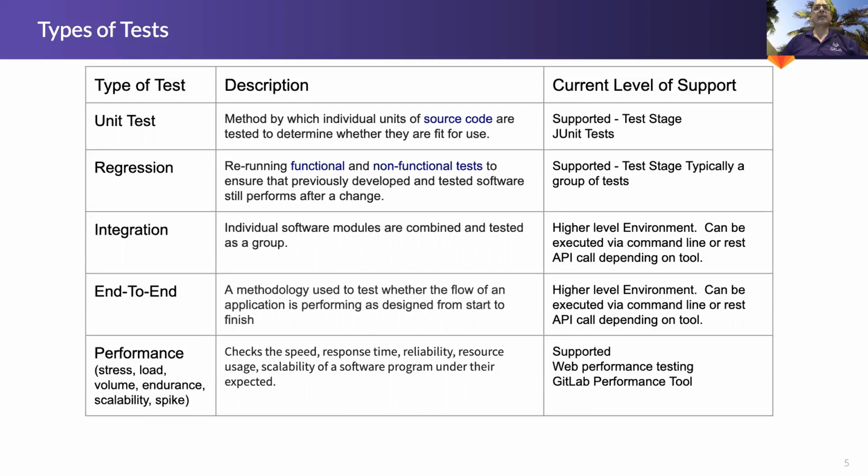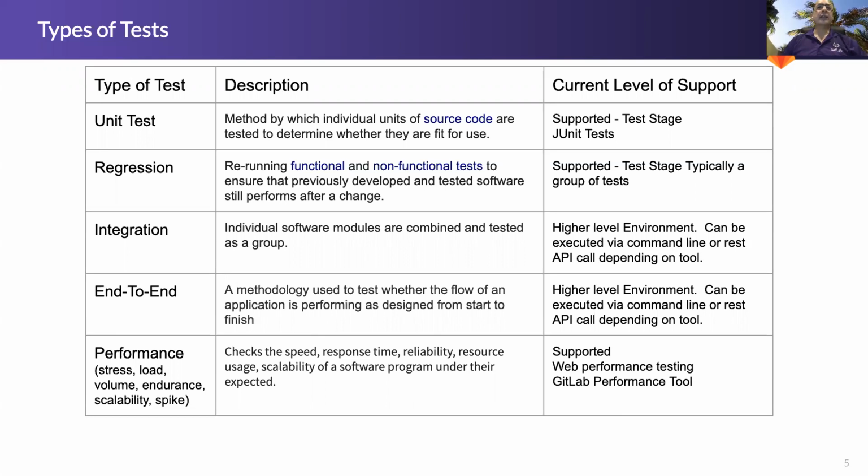Regression is the ability to rerun functional and non-functional tests where you're trying to make sure that anything that you developed and tested before still performs after a change. So this is something that also could be supported within the test stage. It would be typically something like a group of tests that would be run here.